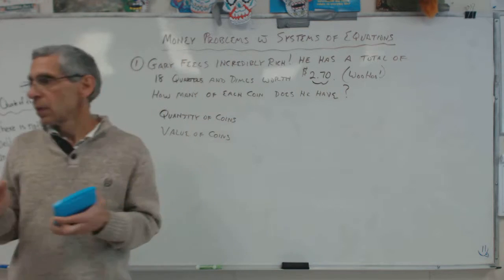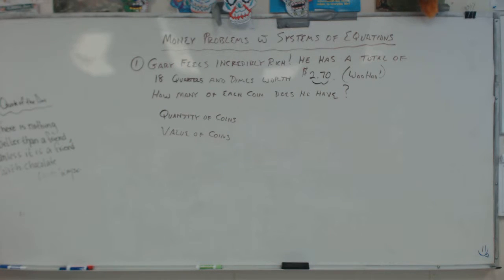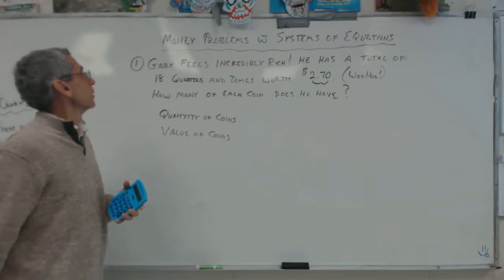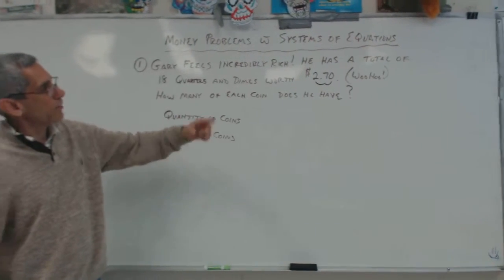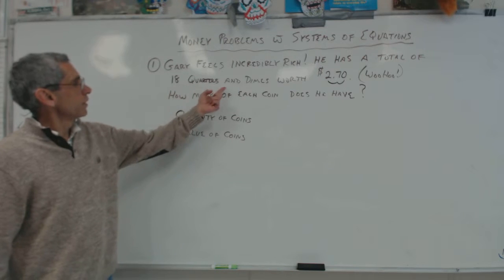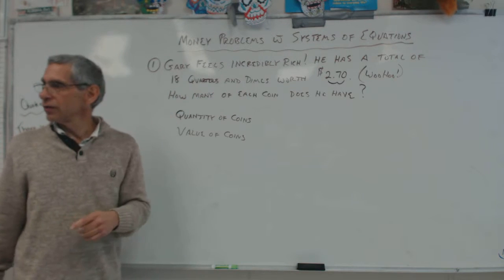Okay, so there's the new problem. Wait, we have to rewrite it. Gary has a total of 18 quarters and dimes worth $2.70.